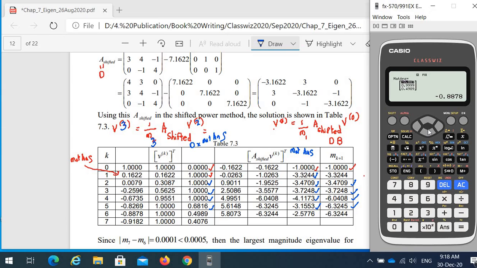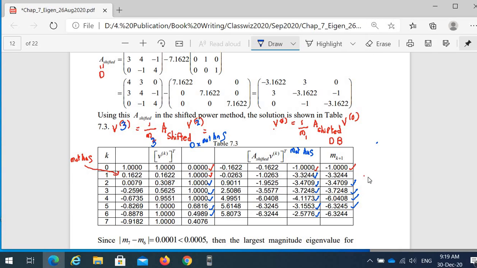Negative 0.8878, 1, 0.4989 here. Okay, and then to calculate A shifted V number 6, V number 6 is stored in max answer, A shifted is stored in D. So D multiply max answer. So you get 5.8073. The second value, negative 6.3244. Okay, negative 2.5776. The largest magnitude, which is negative 6.3244.